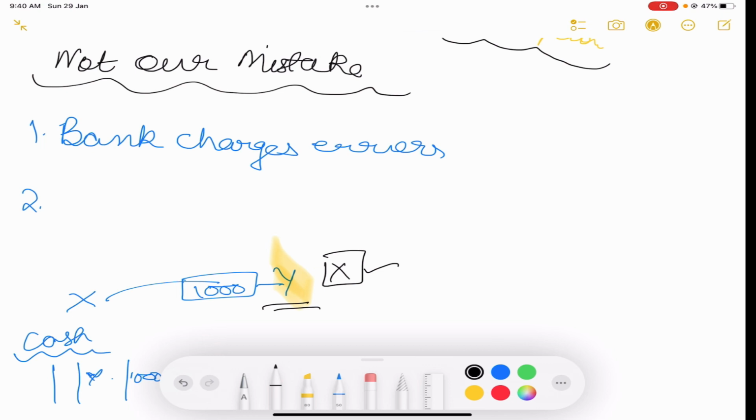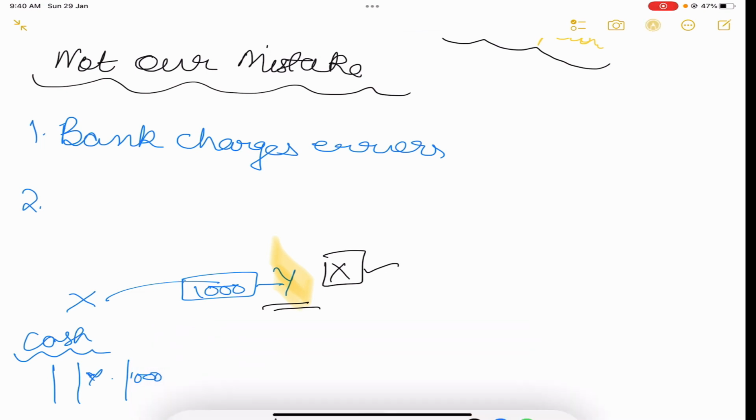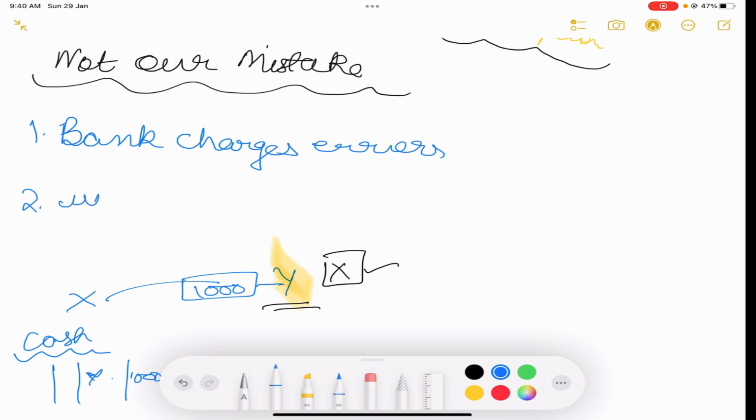So whose fault is that? Is that my fault? According to me, I've given the check of $1,000. So this is something which is not our fault. This is known as unpresented checks. What are unpresented checks? I have already given someone the check, but they haven't presented it yet. So that has nothing to do with me. It's not my fault, right? That is what is known as unpresented checks.